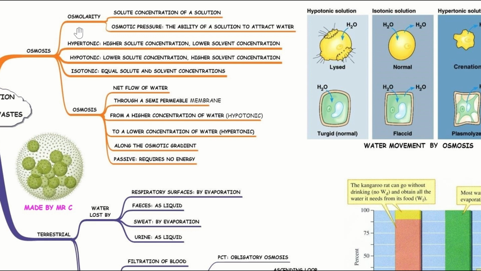The word hypertonic means a higher solute concentration and a lower solvent concentration. The word hypotonic means a lower solute concentration and a higher solvent concentration. And isotonic means equal solute and solvent concentrations on either side of a membrane. Remember, the solvent in cells is water.